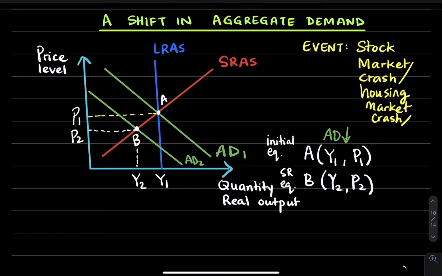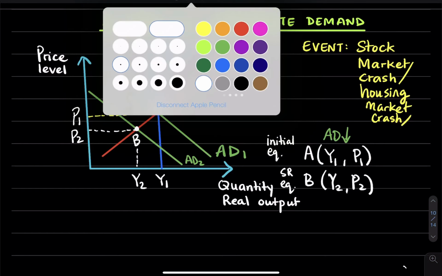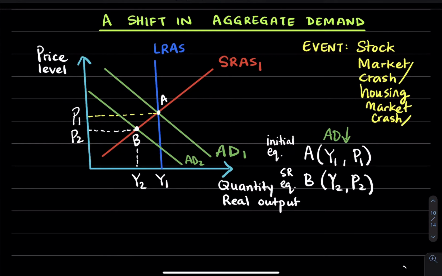So in the short run, the economy has moved from point A to point B. Output has fallen from Y1 to Y2 and the price level has fallen from P1 to P2. Now, over time, as the expected price level adjusts, the short run aggregate supply curve would shift to the right from AS1 to AS2. So we can draw this here.